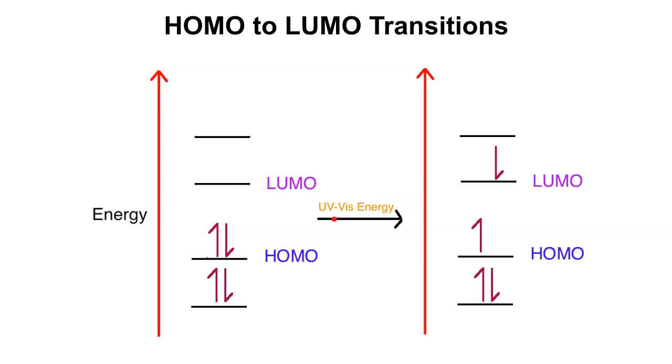Then you allow the UV-Vis energy to come in and hit your compound, and whatever molecule you have, it will excite one of the electrons, provided that you have the correct wavelength here. It will excite one of the electrons from the HOMO into the LUMO orbital, and that is the general premise behind how UV-Vis spectroscopy works when you get ready to excite electrons.